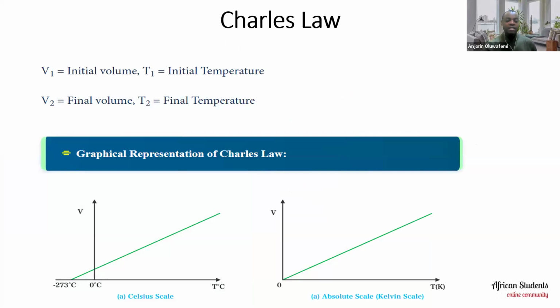Graphically, this is how we represent Charles' law. So this is a graphical representation of Charles' law. You can see it for the Celsius scale and also for the Kelvin scale. So please let's take note of it. V is directly proportional to T. So as temperature increases, volume will also increase accordingly.